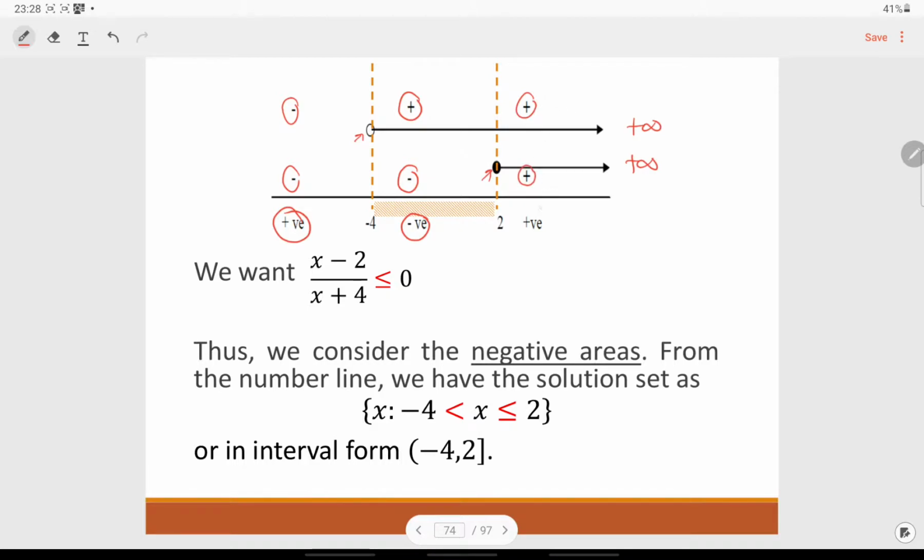So positive divide positive, it is positive. So back to our interest, the question asks you to find this inequality where the fraction is less than or equal to 0. That means negative. So we find the area covered by this. Okay, the negative area. We consider negative areas. So from the number line, we have the solution set as the value is between -4 and 2. So the value is represented like this. X is greater than -4 and less than or equal to 2 as the solution.